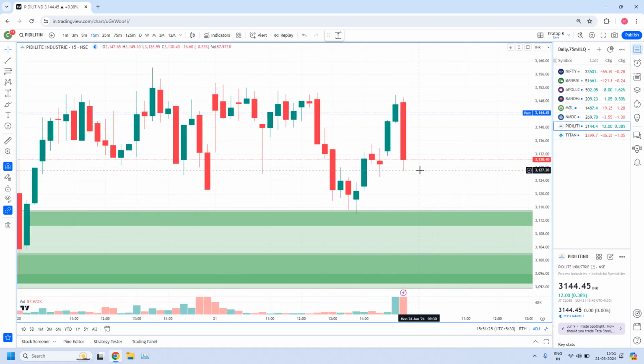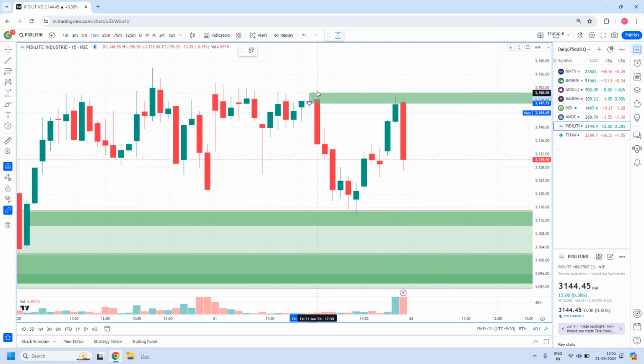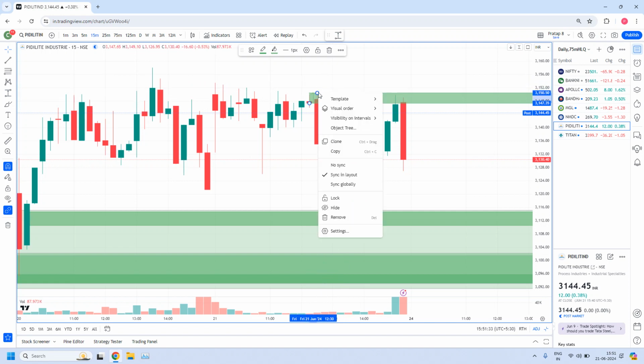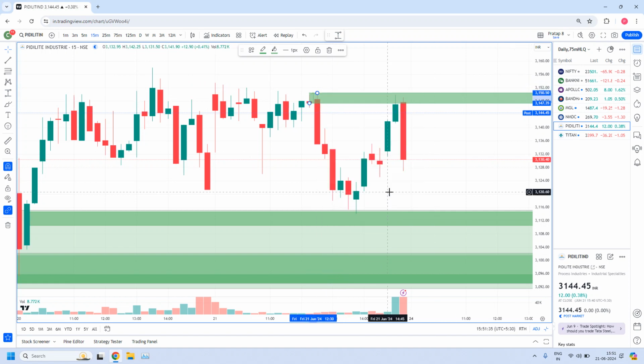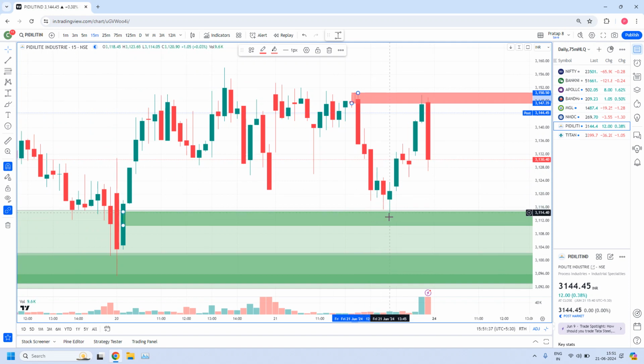There could be a 15-minute zone. We have a legging base drop. Let's draw the zone. So this is an excellent aggressive trade. It entered into this zone and then it moved up.